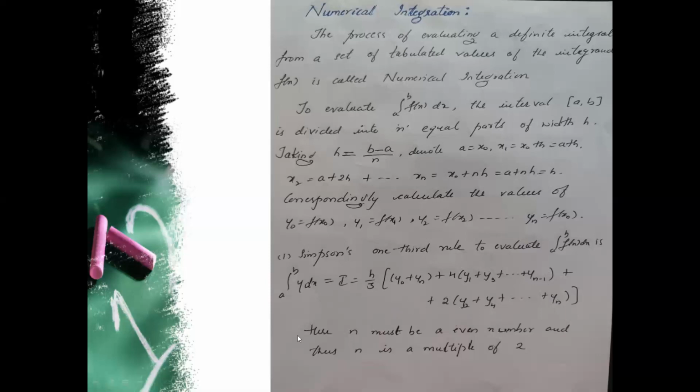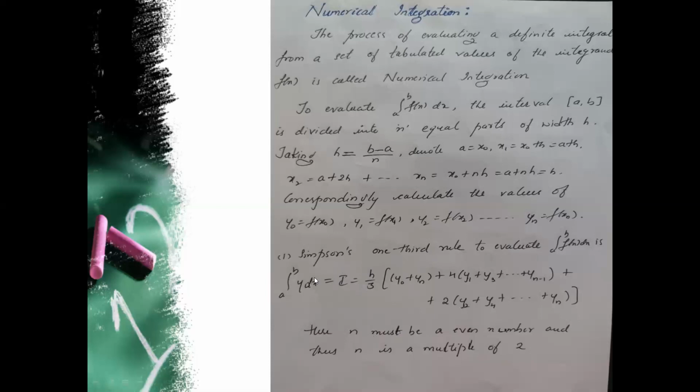So remember that here n must be an even number. When we divide the interval into n equal parts, to apply Simpson's one-third rule, necessarily n must be a multiple of 2. Then only we can apply Simpson's one-third rule.